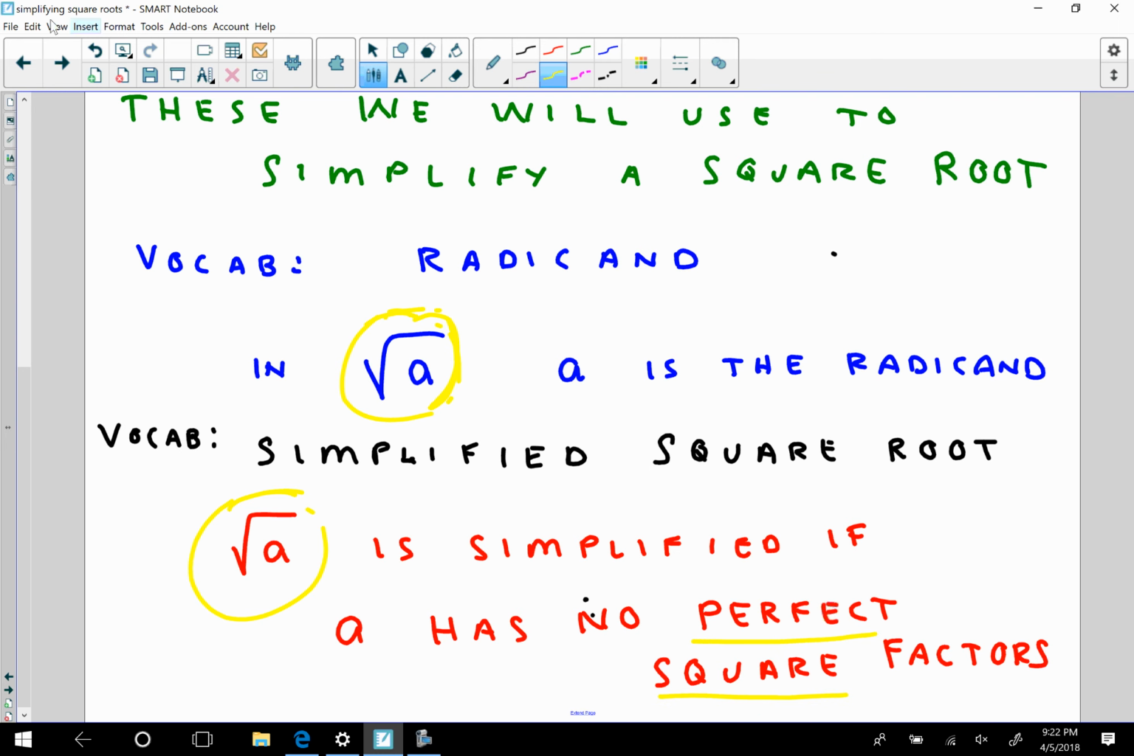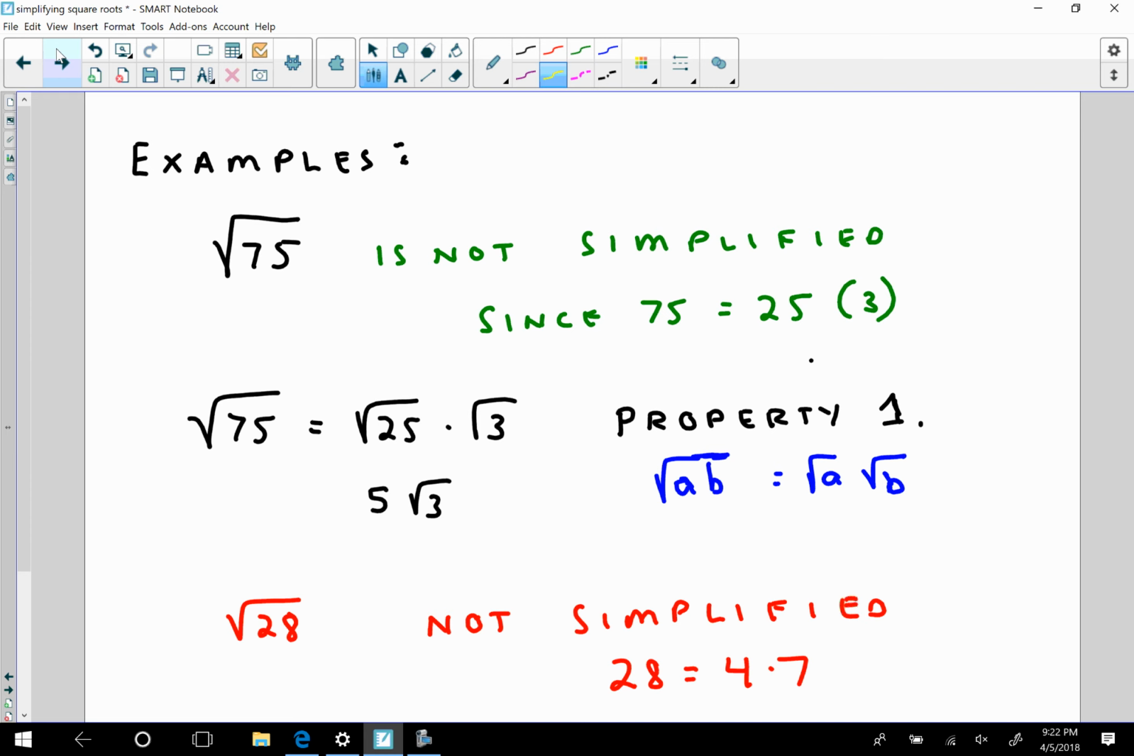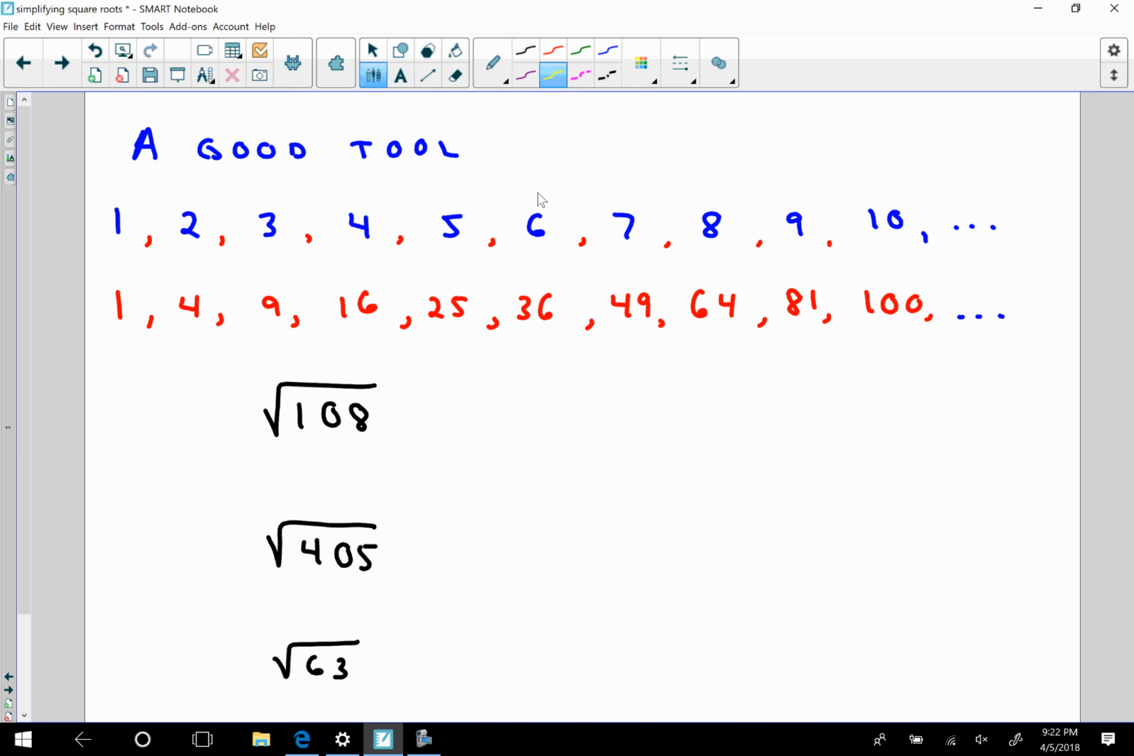The perfect square numbers, next slide, please. Here are the perfect square numbers. This chart is a good tool to know. So here I have the positive integers 1 through 10. Each integer has a perfect square. 1 squared is 1, 2 squared is 4, 3 squared is 9, 4 squared is 16, 5 squared is 25, and so on. These are the perfect square numbers. These are the perfect squares.